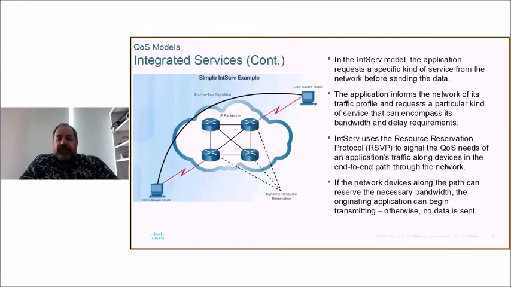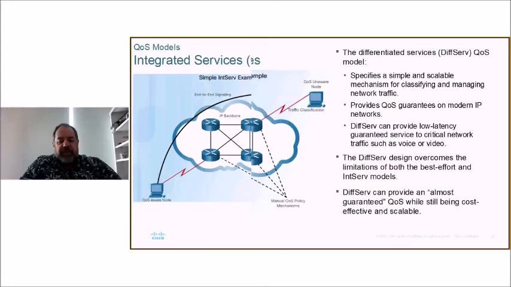Okay, so the application requests a specific kind of service from the network before sending the data. The application informs the network of its traffic profile and requests a particular type of service that can encompass its bandwidth and delay requirements. It uses a resource reservation protocol, or RSVP, to signal the QoS needs of an application's traffic along devices in the end-to-end path through the network. If the network devices along the path can reserve the necessary bandwidth, the originating application can begin transmitting. Otherwise, no data is sent.